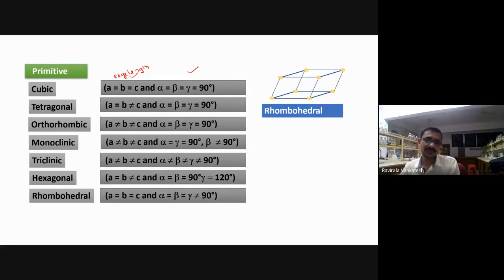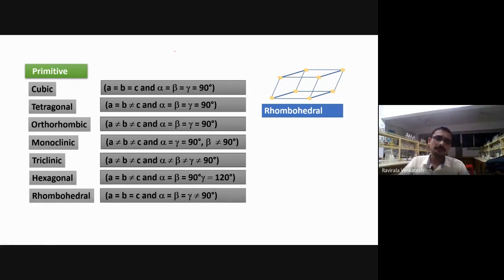Now this is about the different types of primitive cells in which constituent particles are present only at the corners. The difference is only in their lengths and their angles: how they are angled and how their lengths are.